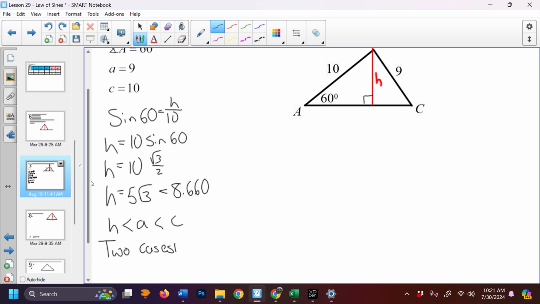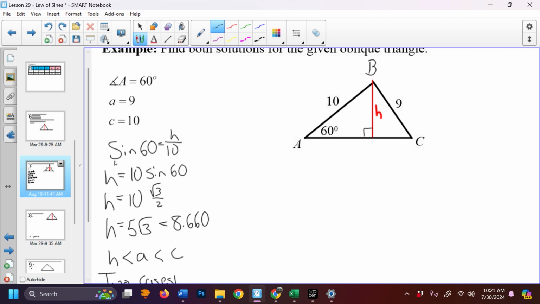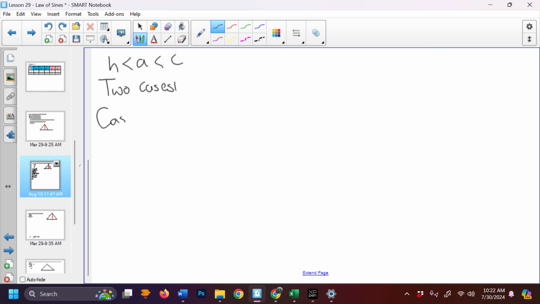All right, so I am going to first try and solve this for the first possible case, which would be this case right here. So we'll go case 1. And for case 1, we'll go angle A, angle B, angle C, little a, little b, little c.